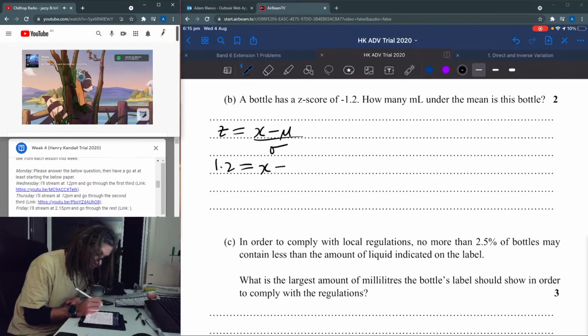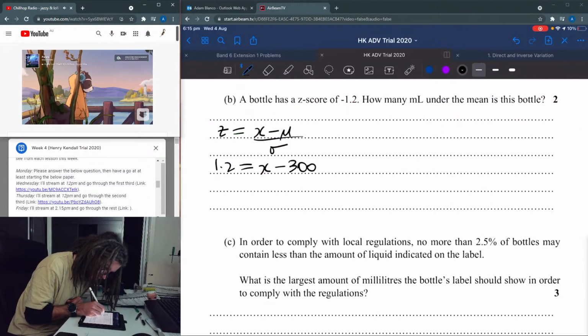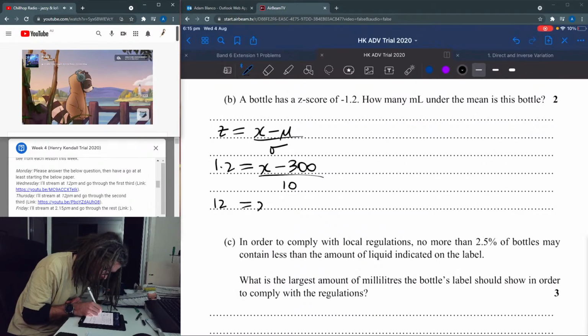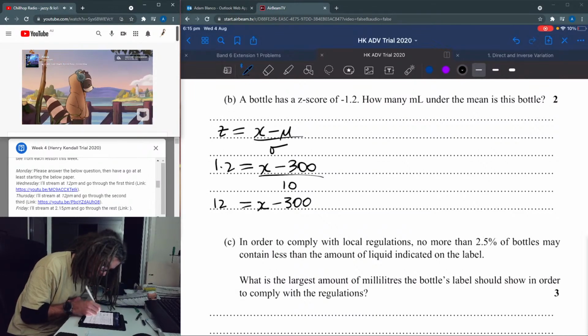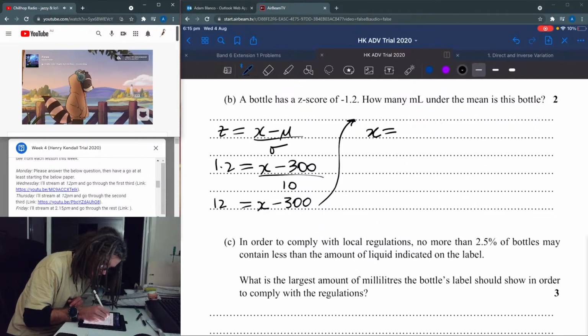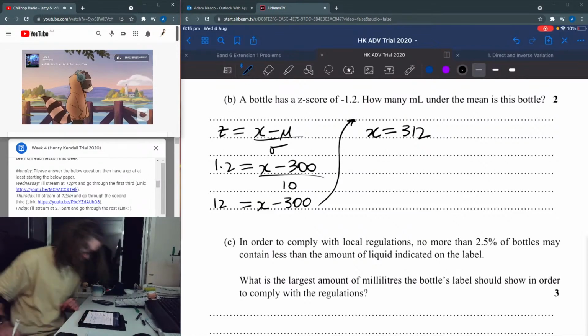X minus the mean, which was what? 300. Standard deviation was 10. So that means 12 equals X minus 300. That means X equals, what's 12 plus 300? 312. How many mil under the mean?